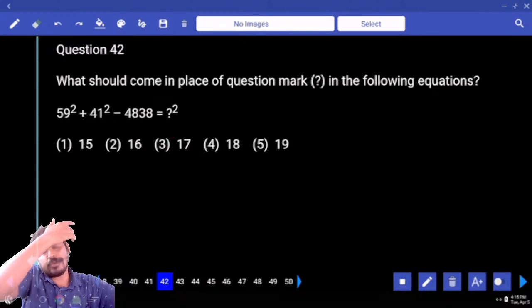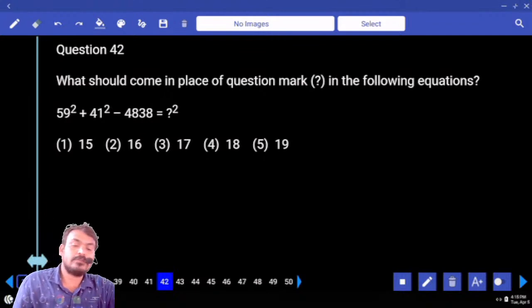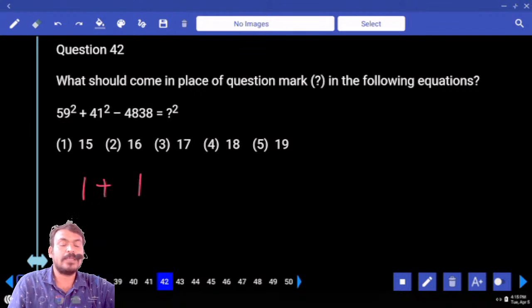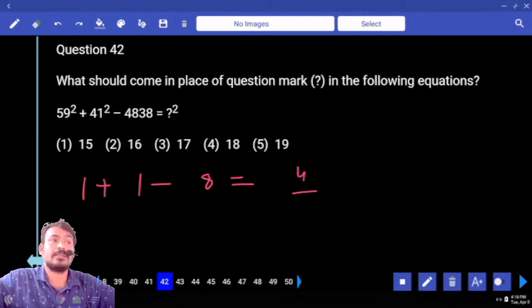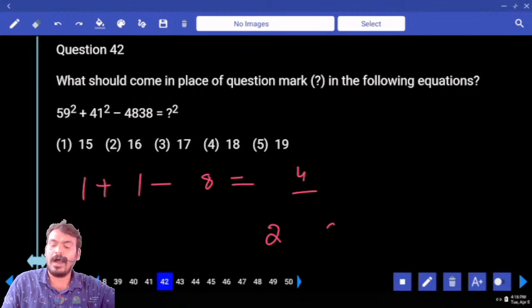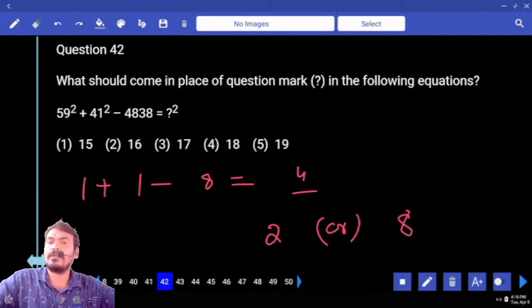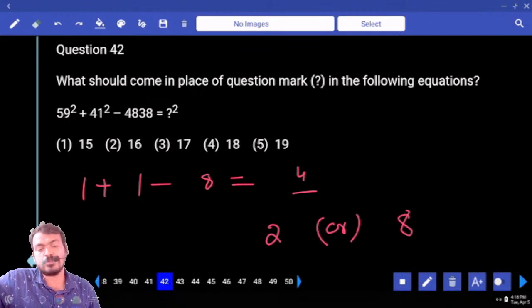Use the units position, or not? 9 square how much? 1. 1 square 1. 1 plus 1, 2. 2 minus 8, or not? 12 minus 8 means ending with 4. 4 is nothing but the square of either 2 or 8, or not? Either 2 or 8. How many options are ending with 8? Only one option, or not?